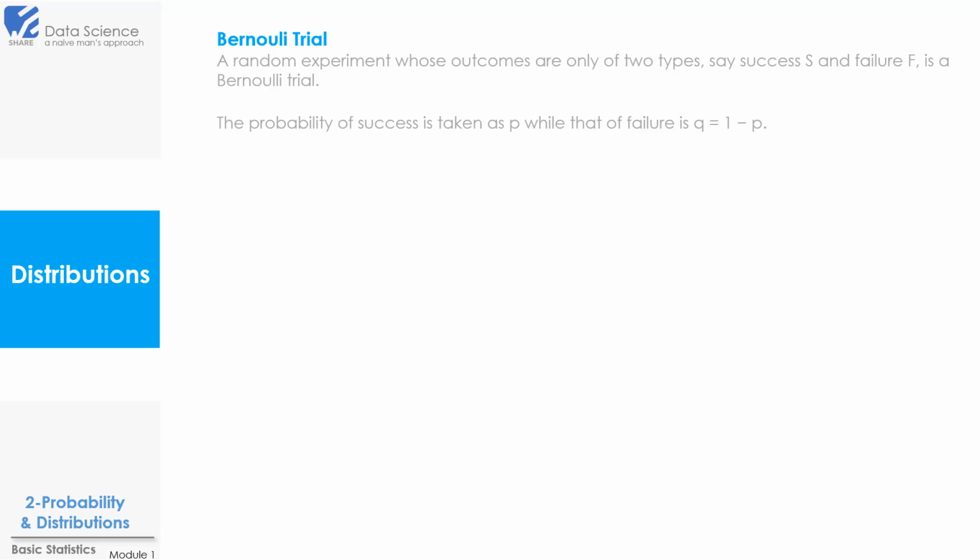The first distribution is binomial distribution. But before knowing binomial distribution, we must know what a Bernoulli trial is. A Bernoulli trial is a random experiment. We call any experiment whose outcomes are random a random experiment. So a Bernoulli trial is a random experiment whose outcomes are only of two types, say success S and failure F. The probability of success is taken as p, while that of failure is taken as q, which is equal to 1 minus p.